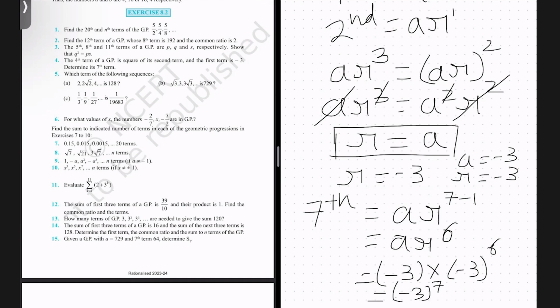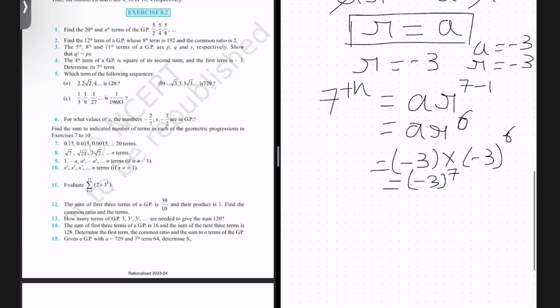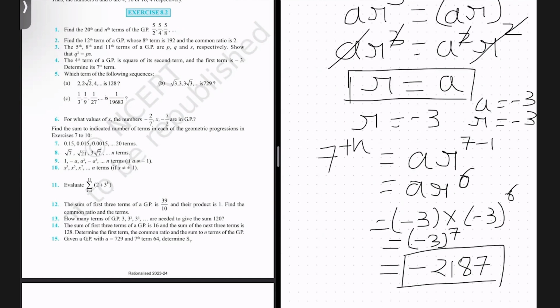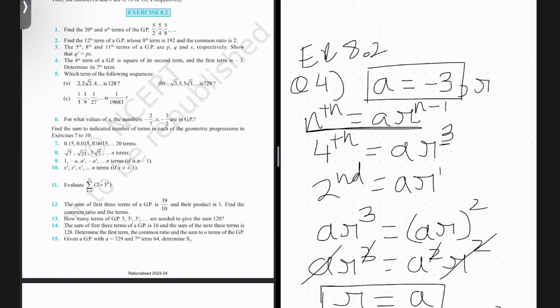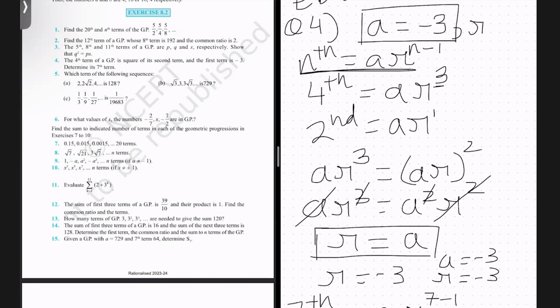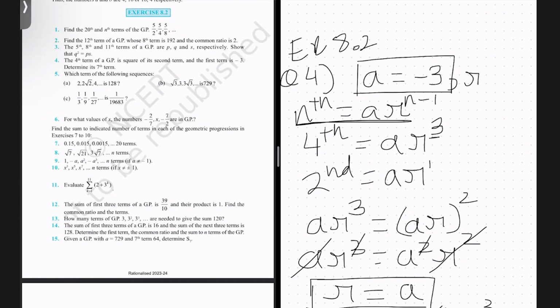When you finally calculate this, the final answer that you're going to arrive at is minus 2187. And that is going to be your answer. Minus 2187 is the seventh term of the GP whose first term is minus 3, and the common ratio, when you find it out, is also going to be minus 3. Correct? And that was the fourth question for you all.